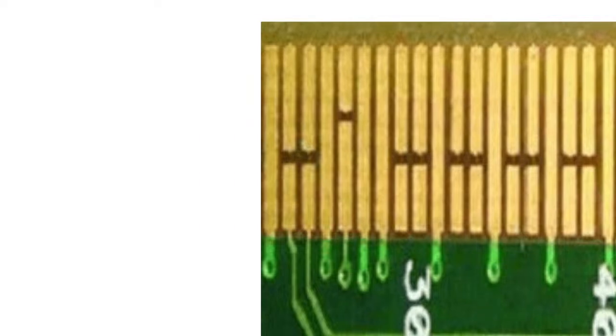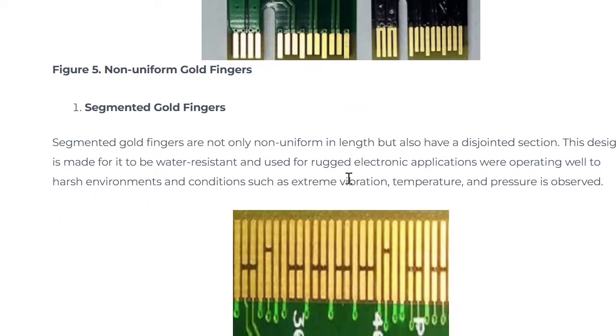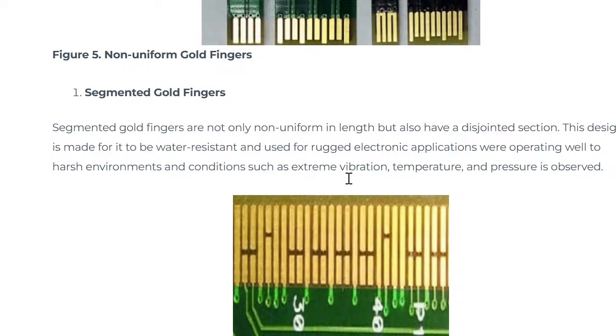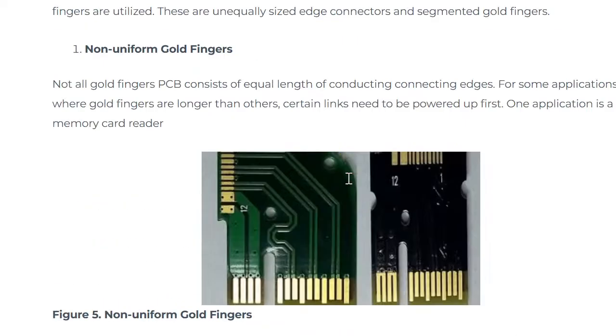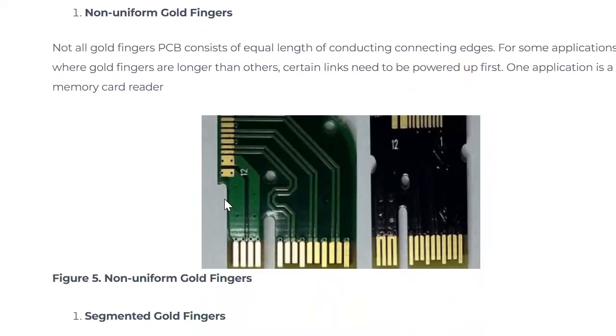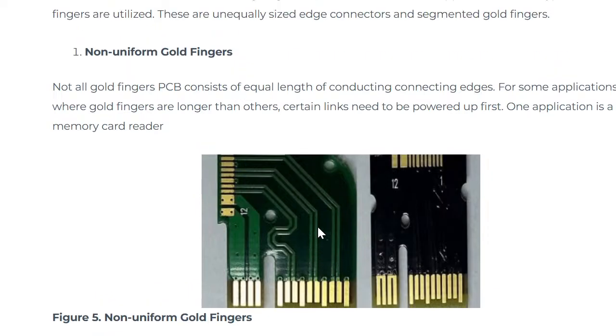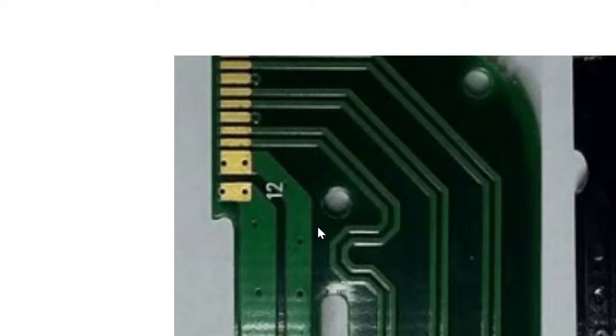The second one is segmented. The gold fingers have segments; see here, two segments, segment A and segment B, two partitions. That's why these are called segmented gold fingers. The next one is long shot. These long shot fingers are uneven, and they are actually used in USB drives. You have USB drives, right? Just check them. You will find long shot gold fingers in USB drives and card readers.